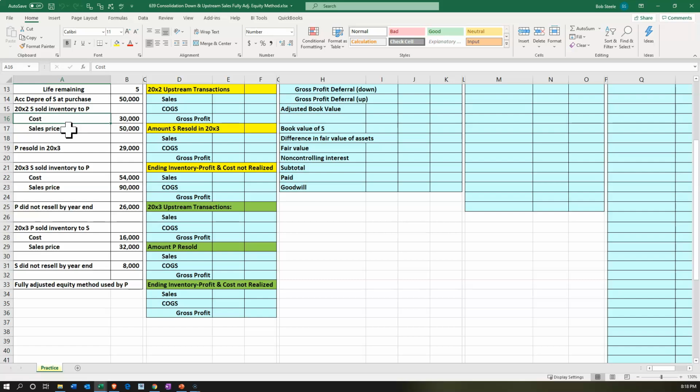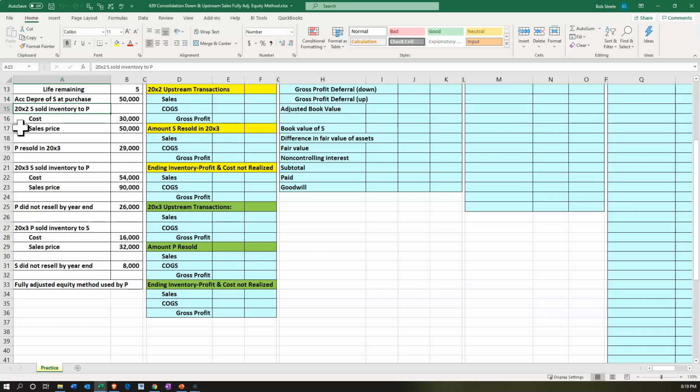So we have 20X2, S sold inventory to P. S is the subsidiary, P is the parent, so that's an upstream transaction in X2, last year. The cost is going to be 30,000, the sales price 50,000. And then P resold in 20X3. Notice we're saying that this took place at the end of last year, 20X2, and none of it was sold.